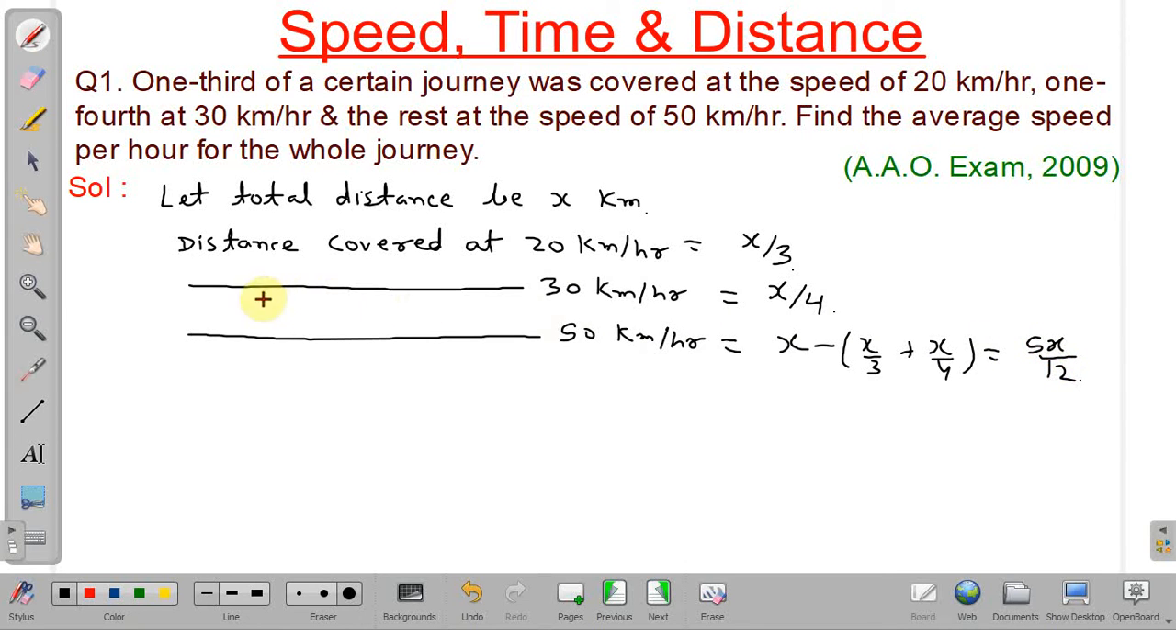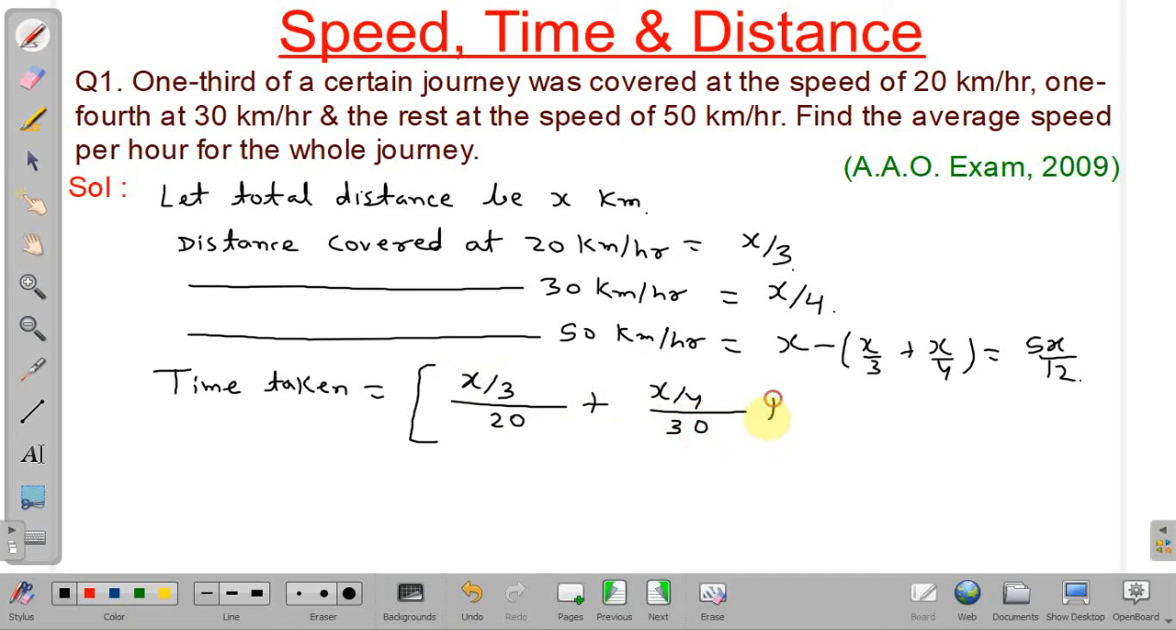Okay. Now we can calculate the total time. So time taken equal to, for the first part, that is with speed 20 km per hour, distance is x by 3 and speed is 20, so this will come in hour. For the second part of the journey, distance is x by 4 and speed will be 30, and rest distance will be 5x by 12 and speed is 50. So after calculating this, we will get x by 30 hours.